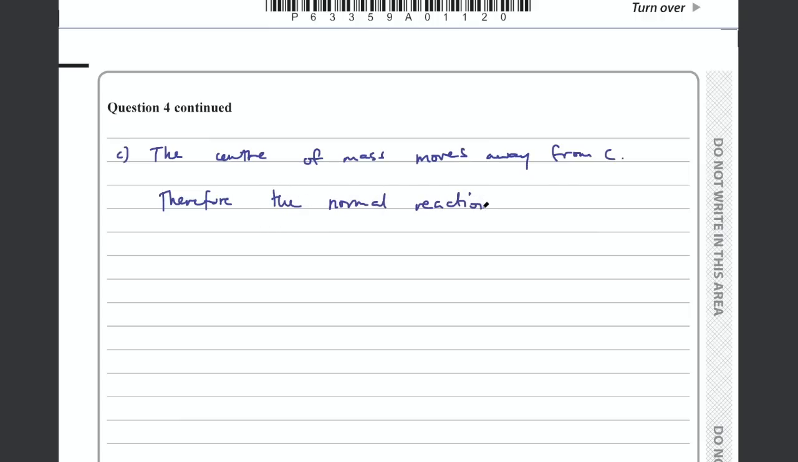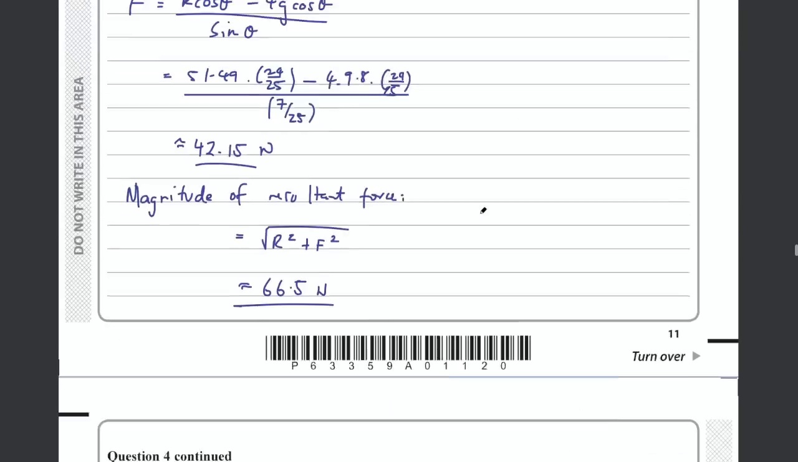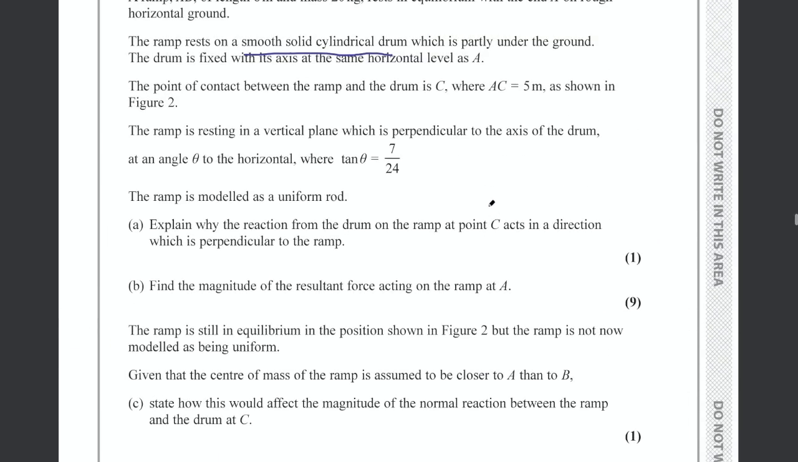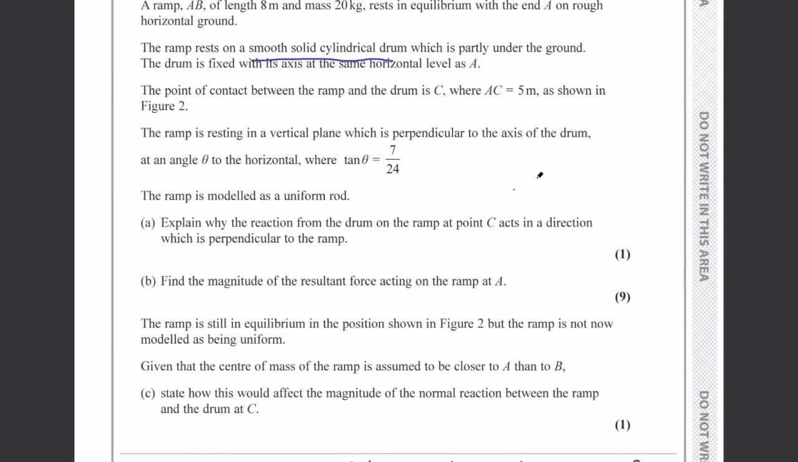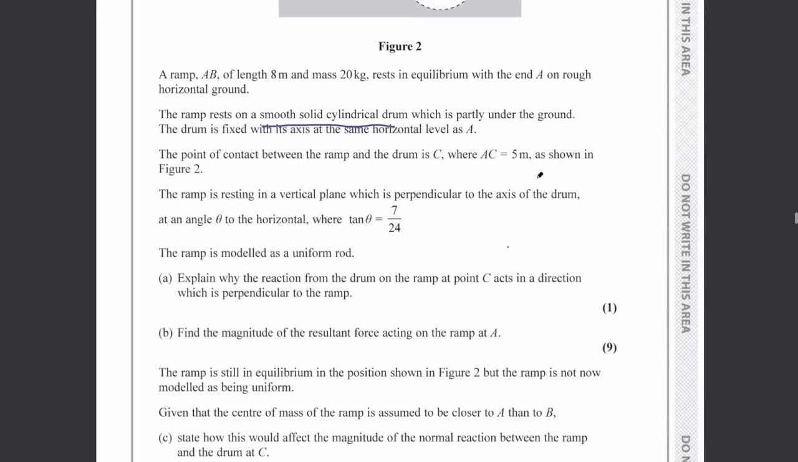So let's go ahead and summarize that for part C. The center of mass moves away from C, therefore the normal reaction force decreases. Okay, so that was 1 mark for part C and a total of 11 marks for question 4 of this mechanics section.